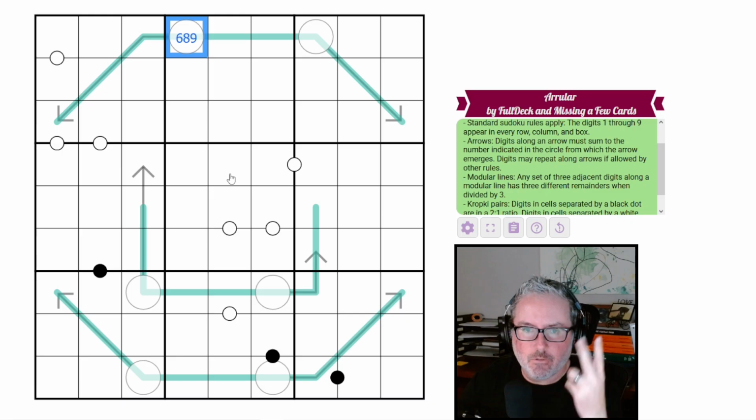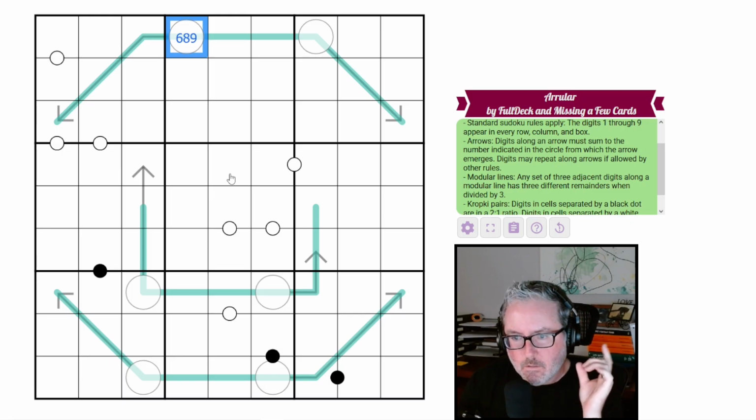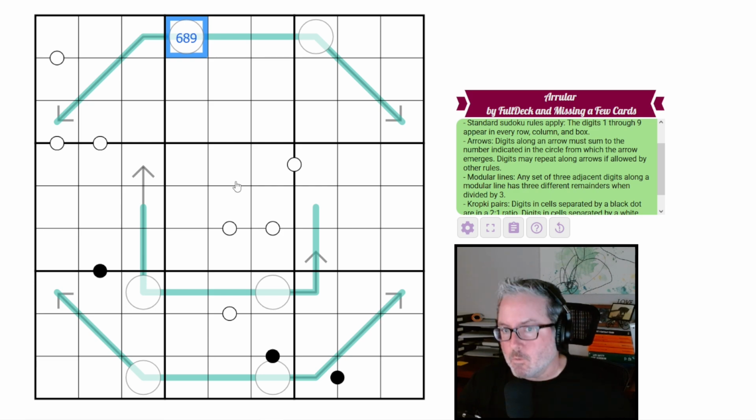What about 8? There are two ways to make 8: 1, 2, 5, and 1, 3, 4. 1, 2, 5 doesn't work because the 2 and the 5 are in the same group. 1, 3, 4 doesn't work because the 1 and the 4 are in the same group. So this is not 8.